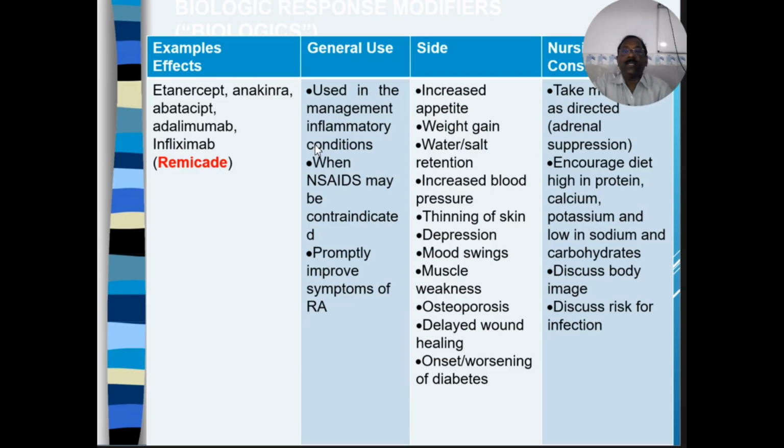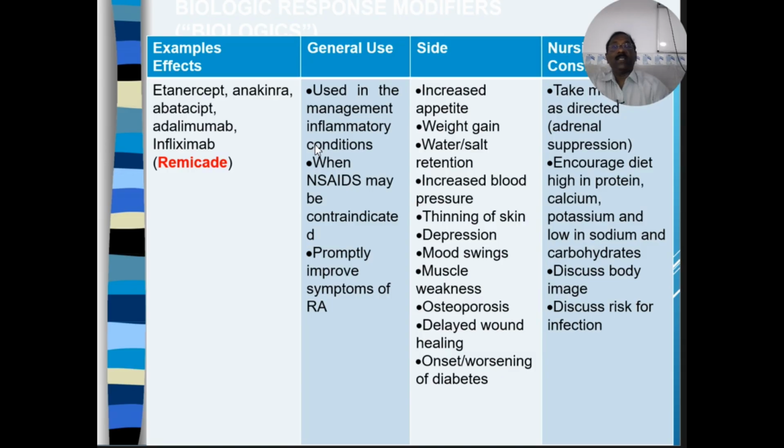So the NSAIDs may be contraindicated, and these promptly improve the symptoms of the rheumatoid arthritis. They are very good drugs, respond very well, and the people will be very happy with the biological therapy. So what are the side effects? Increased appetite like your steroid, weight gain, water and salt retention, increased blood pressure, thinning of the skin, depression, mood swings, muscle weakness, osteoporosis, delayed wound healing, onset and the worsening of the disease. Almost like your steroid side effects can be seen with these drugs. Take the medicines as directed, encourage the food diet, discuss the body image and discuss the risk for the infection.